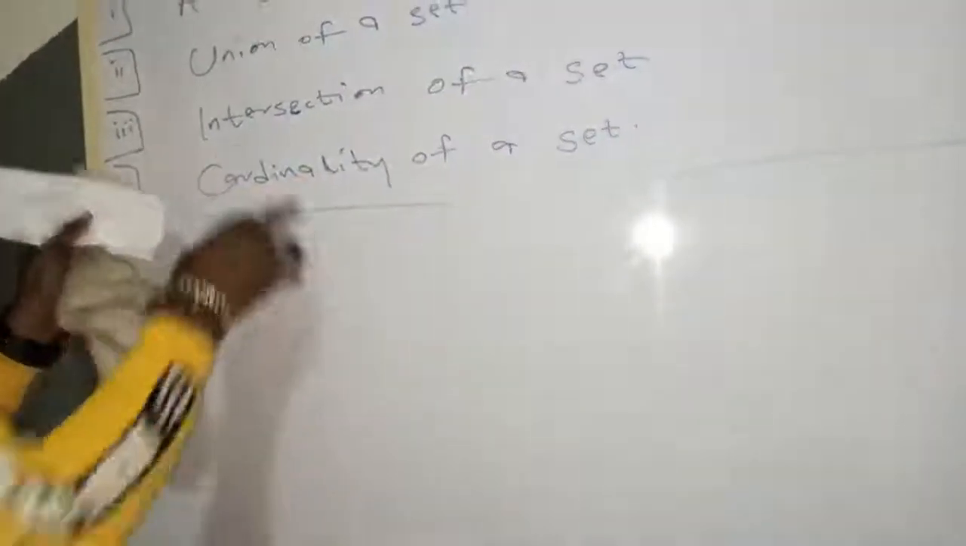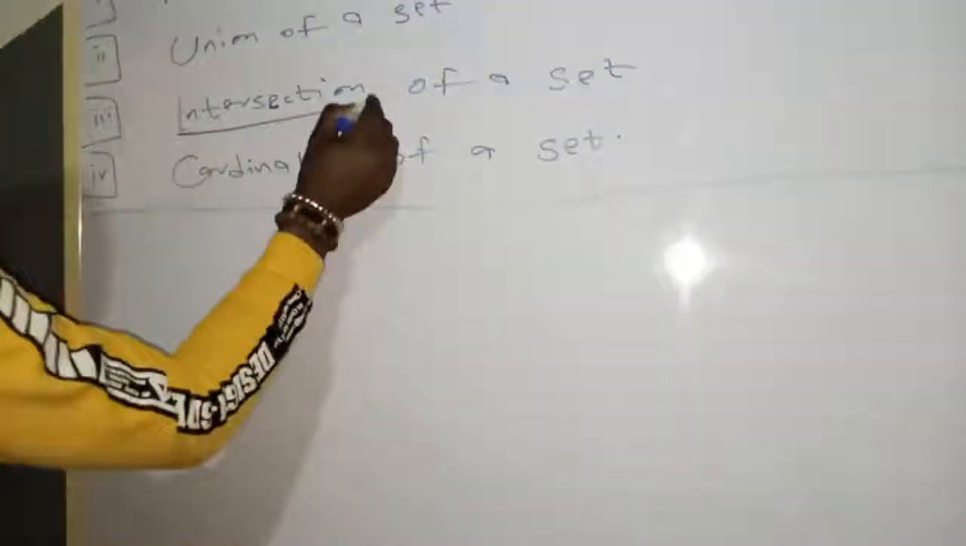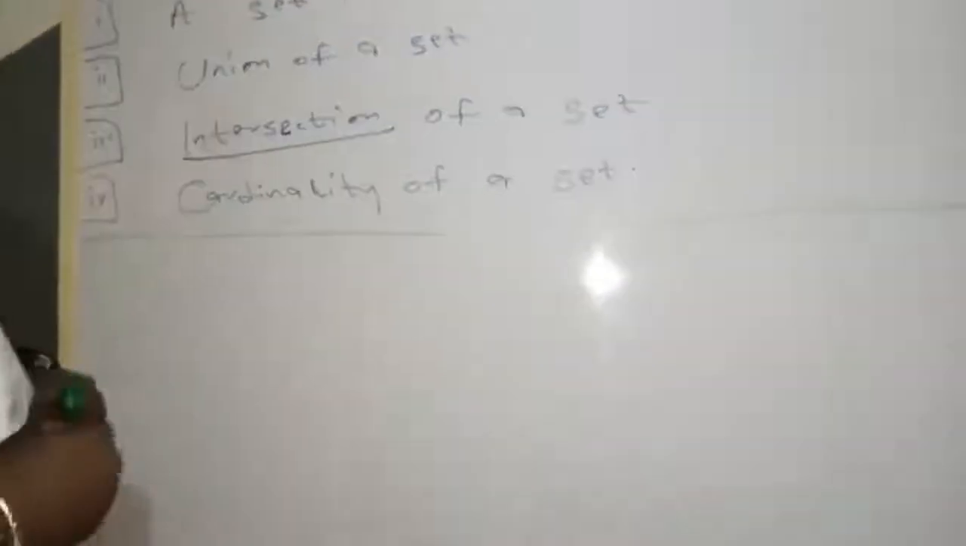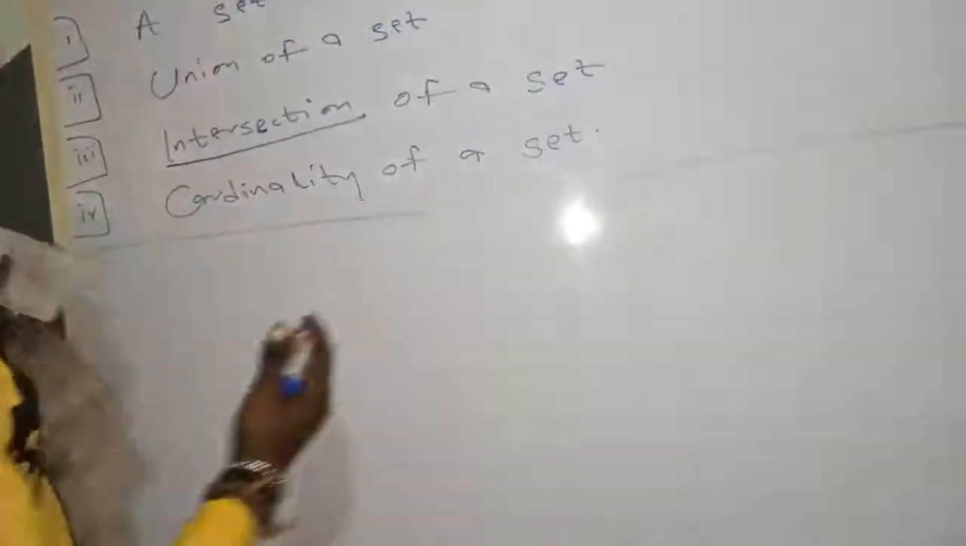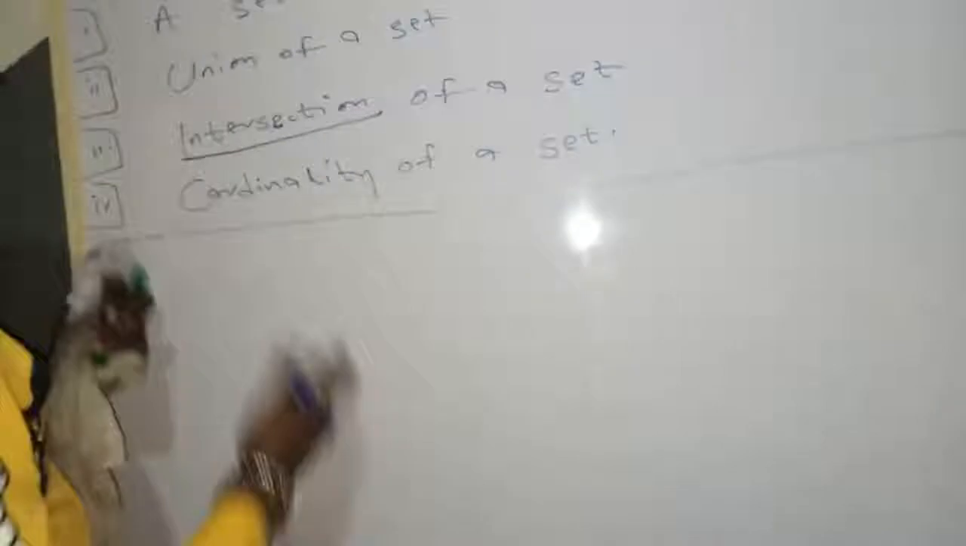Now, intersection of a set. When they say intersection, let's look at the word intersect. It means that when two things join, intersection of a set simply means the elements that are common in two given sets, the elements that can be found in both. It is different from union of a set. Union means we join the elements of the two given sets, but intersection means we pick out the elements that can be found in both given sets.